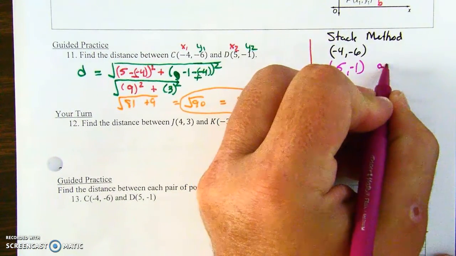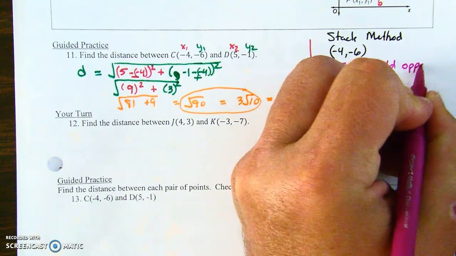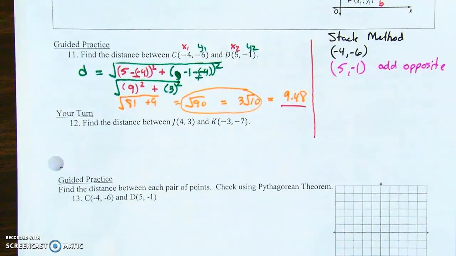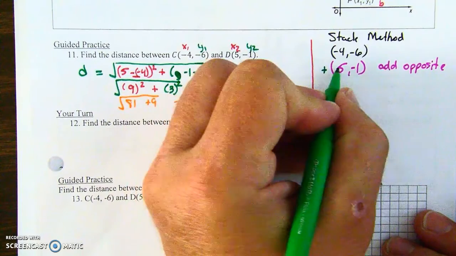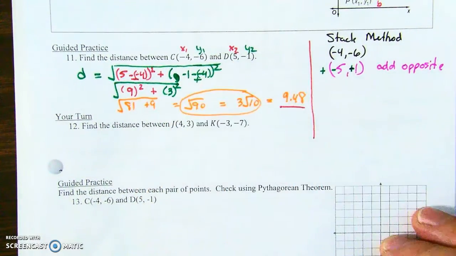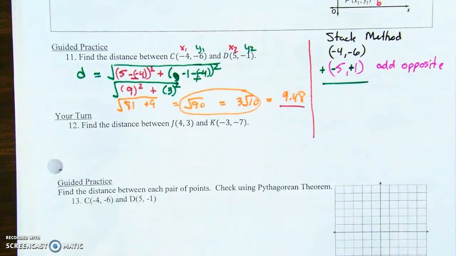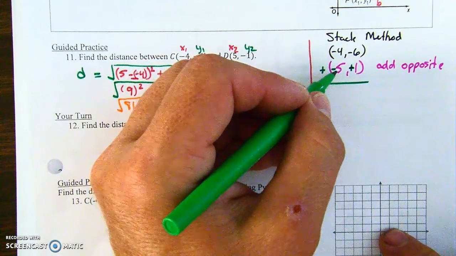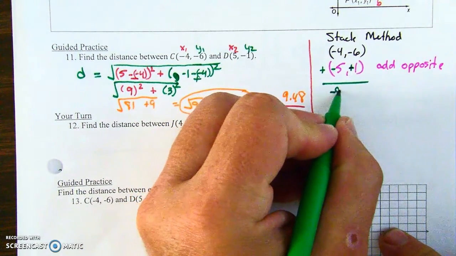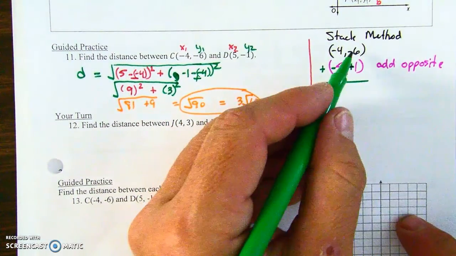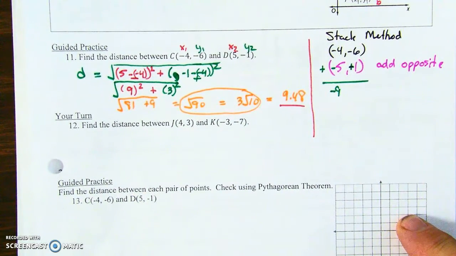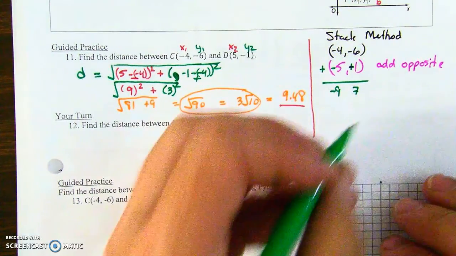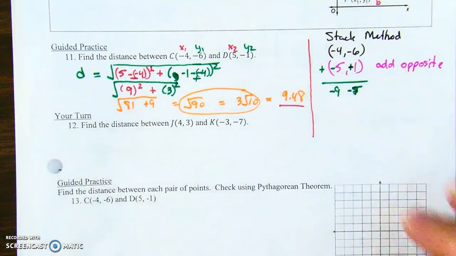So, add the opposite. What do we mean by that? We're going to change these here. So we're going to put a plus sign out here. And we're going to change this to -5. We're going to change that to +1. Then we're going to go ahead and add these up. And here we go. It's -4 and -5 gives me a -9. -6 plus 1 is going to give me a 7. I'm sorry, not a 7, a -5.